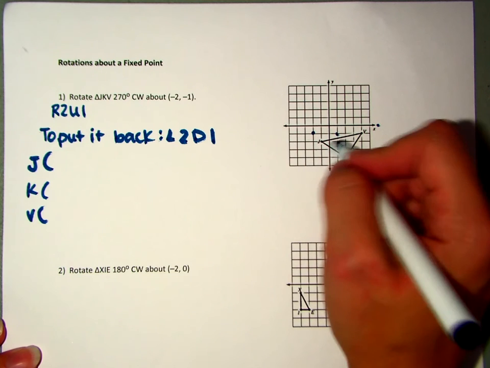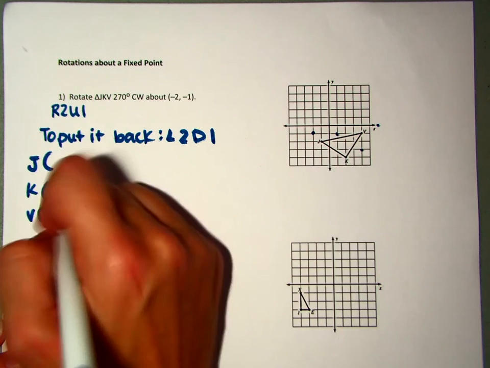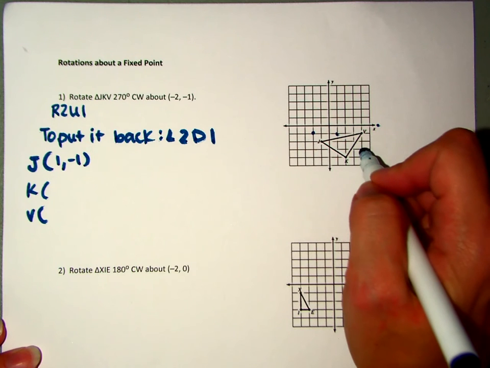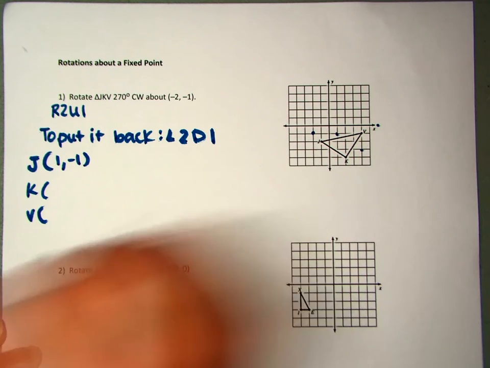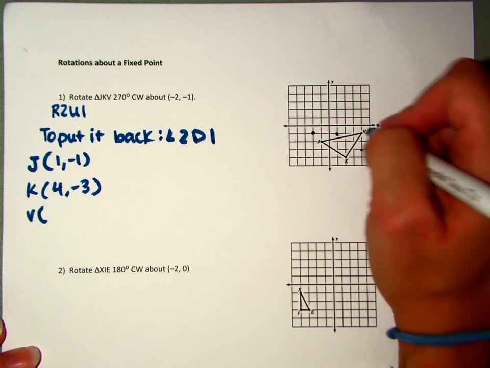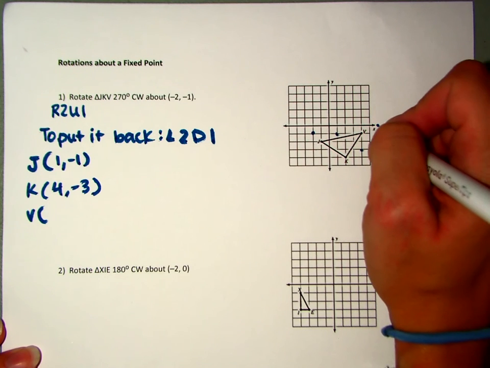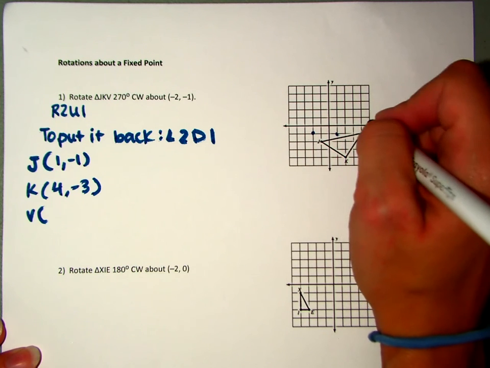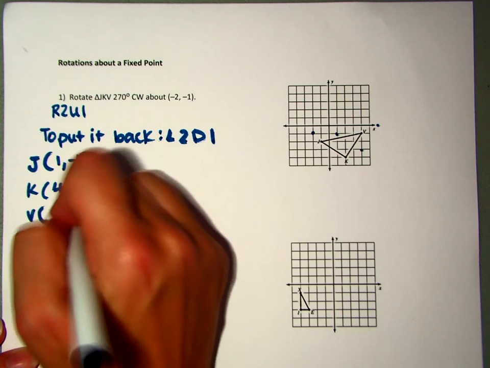So currently J we've moved to the right 2, up 1, which would put it at (1, -1). K moved to the right 2, up 1, which would put it at (-4, +4, -3). And then we've moved the V to the right 2, and then up 1, which would put it at (6, 0).